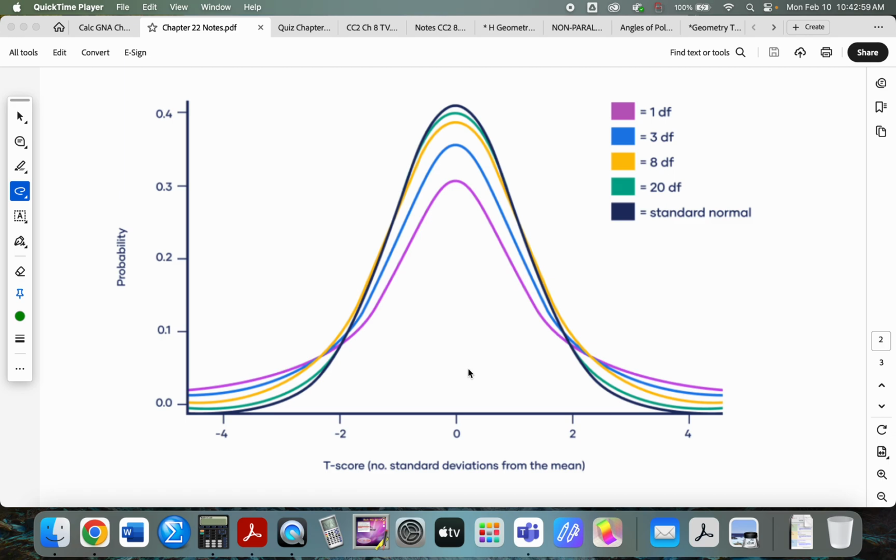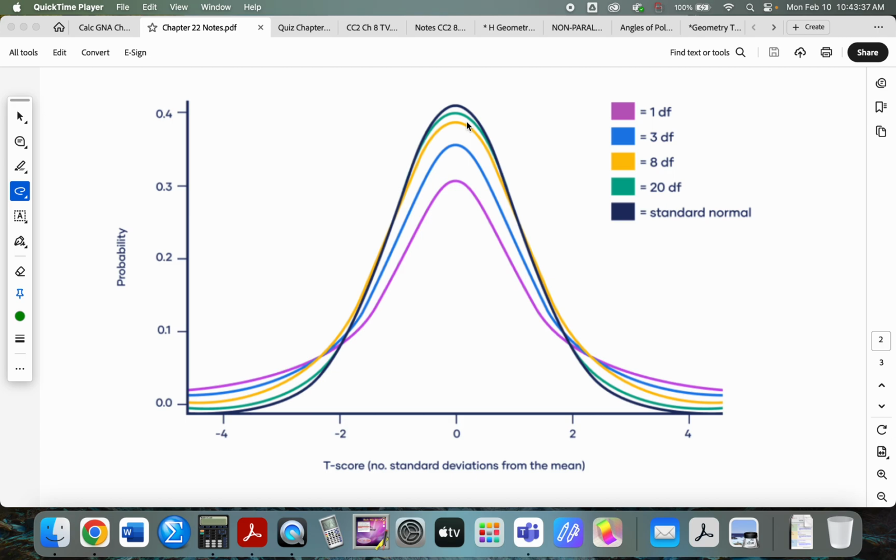Notice a couple of things. See how it's a lot shorter in the middle? But then to make up for that, it's a lot taller on the ends. The tails are fatter. And I have seen questions about that on the AP exam, where it'll ask you something about, well, what's going to be different? Well, one of the things is the tails are fatter. But notice that as the degrees of freedom go up, the Student's t model begins to look more and more like the normal model. It gets closer to that.